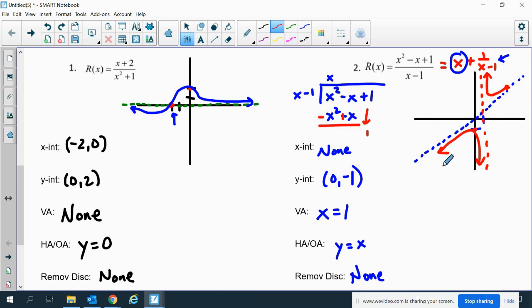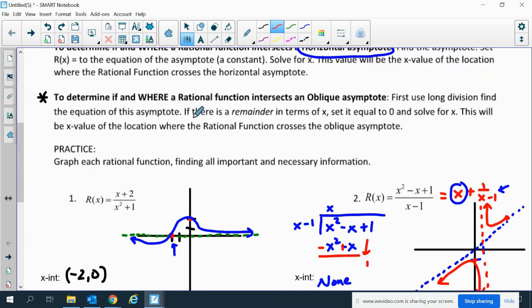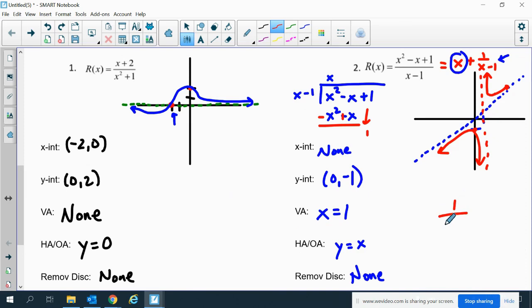The other thing we have to do is figure out, does this ever intersect my oblique asymptote? So the procedure for determining whether it intersects an oblique asymptote was to set the remainder equal to 0 and solve for x. So I'm going to set the remainder equal to 0, 1 over x minus 1. This will never equal 0 because it just can't. The numerator is equal to 1, and that means it never equals 0. Therefore, there is no place where this intersects the oblique asymptote, and that is what my graph looks like.